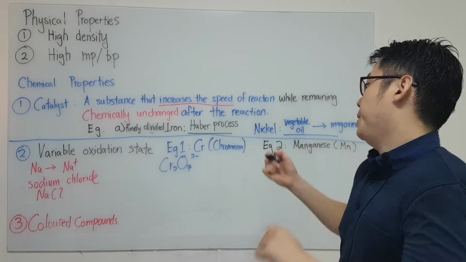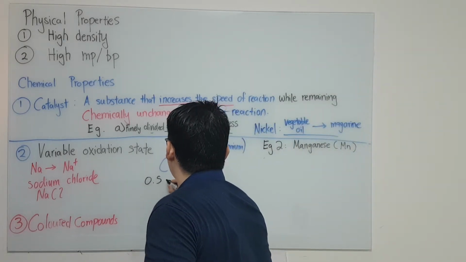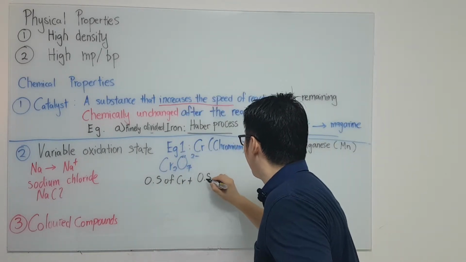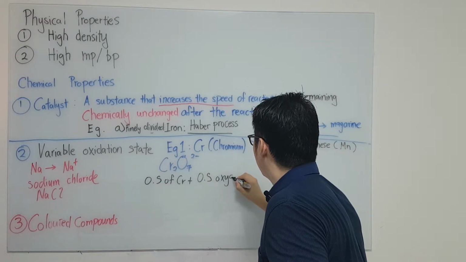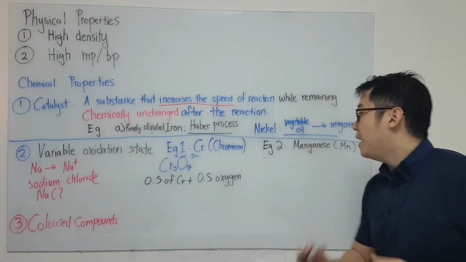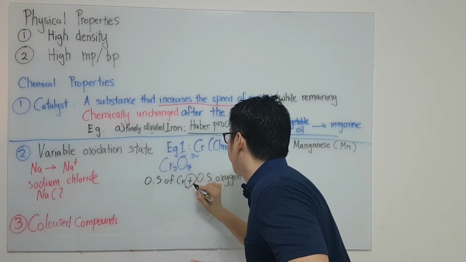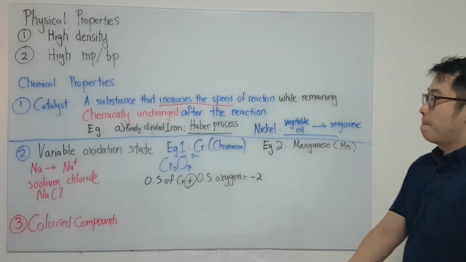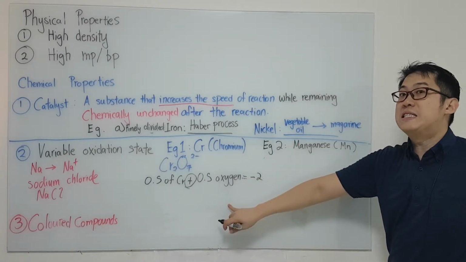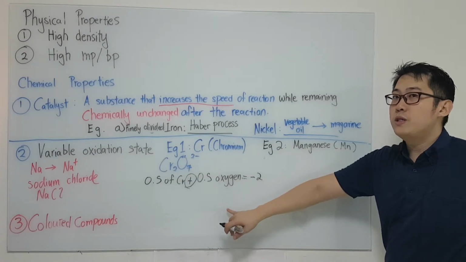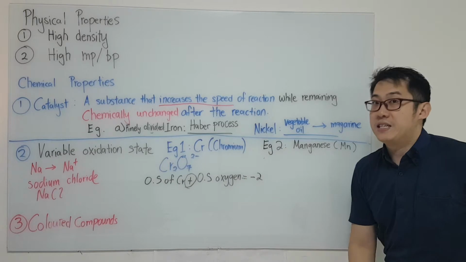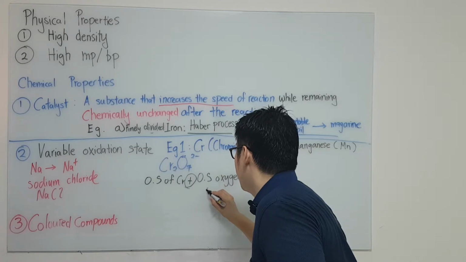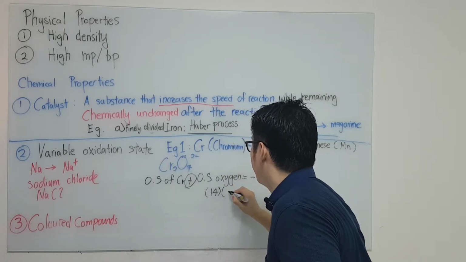Now, the oxidation state of your chromium plus the oxidation state of your oxygen must add up to -2. Now, we know that the oxidation state of oxygen is -2. It is taught in your redox chapter. We always consider oxygen as a -2. So in this case, because we have 7 oxygen, that means it will be 14 times -2.